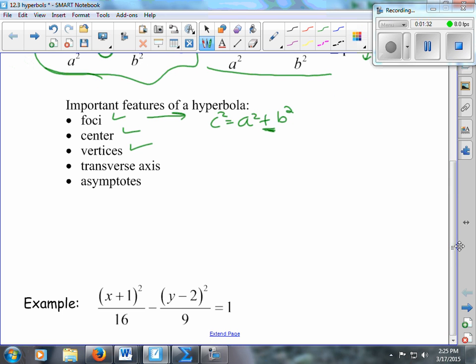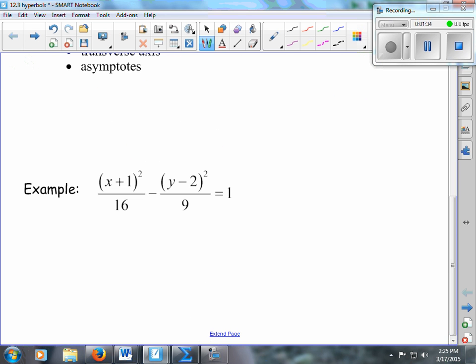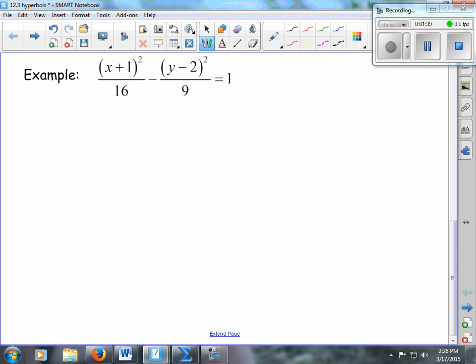So I'm going to start us off with an example. I'm going to show you a hyperbola and how you graph it and find all of these important features. So to start with, here's the example I've chosen. This example does not have a center of 0, 0. And again, I like to work with the picture. It makes everything seem easier. So my center here is -1, 2. I'm going to plot that.